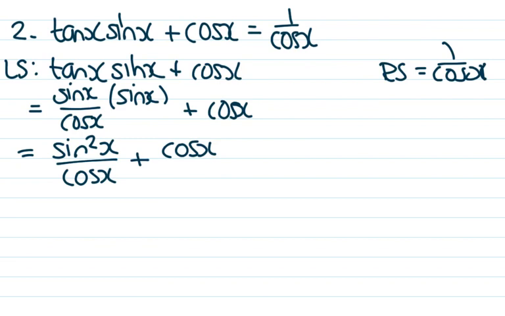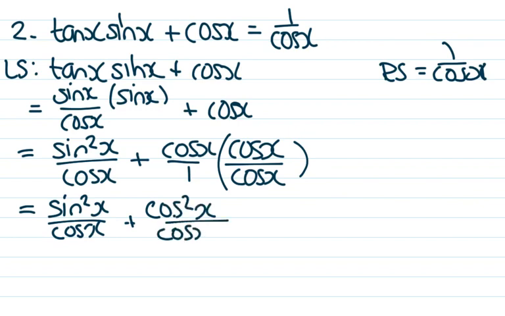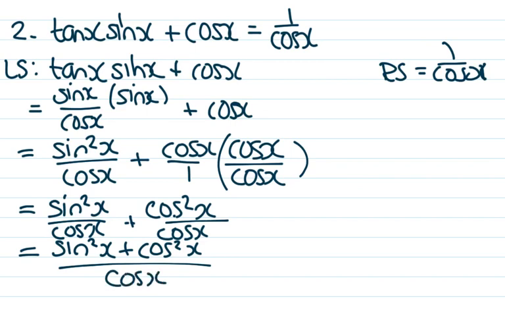So cos x in this situation, it's not a fraction, it's like a whole number, so that means it's technically over 1. Now, in order to add these fractions, I need a common denominator. So I need the denominator of this one to be cos x. So I'm going to multiply it by cos x over cos x, equals sine squared x over cos x plus cos squared x over cos x. Now add the numerators. So I have sine squared x plus cos squared x over cos x.